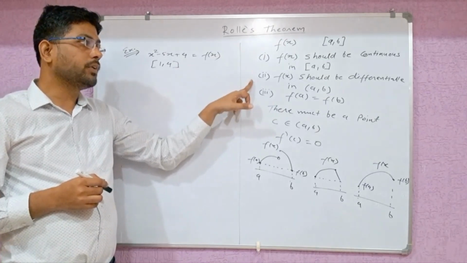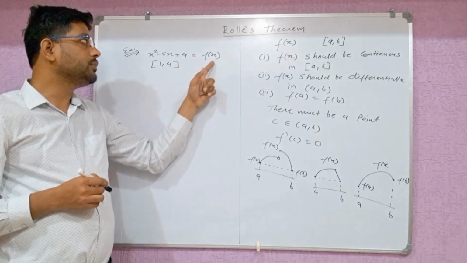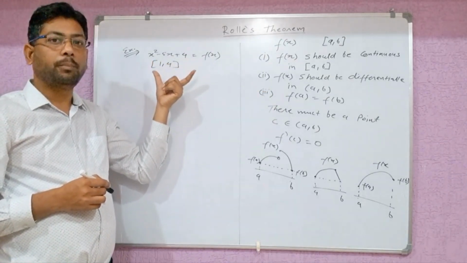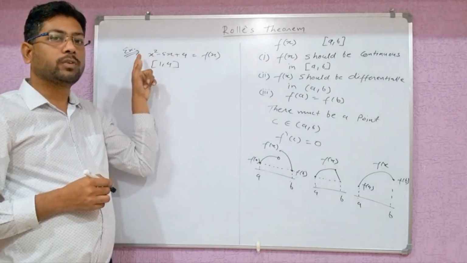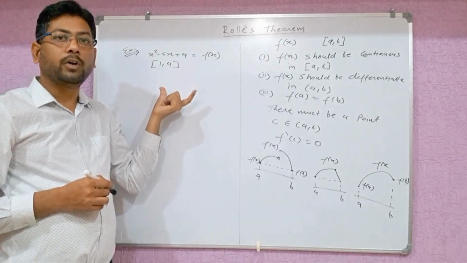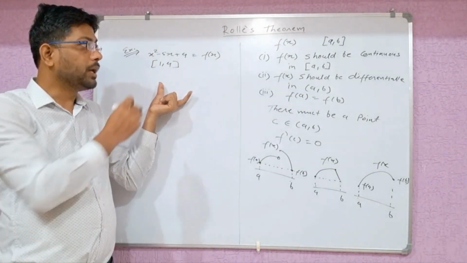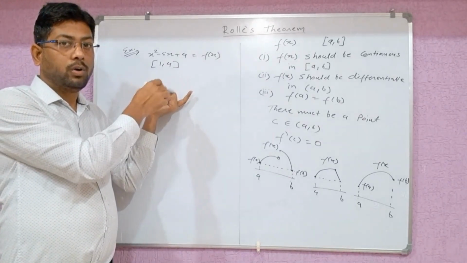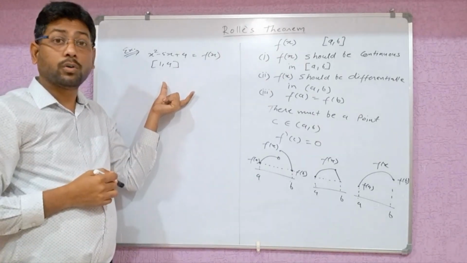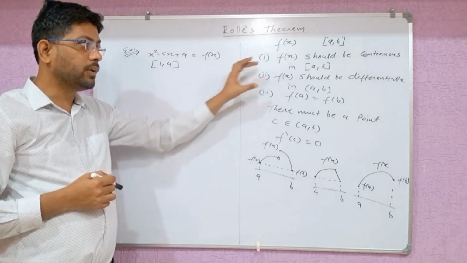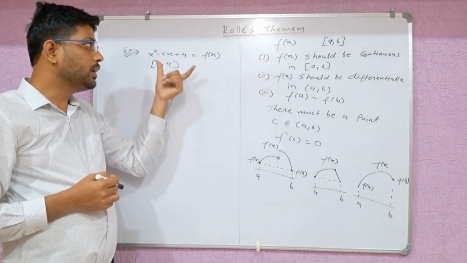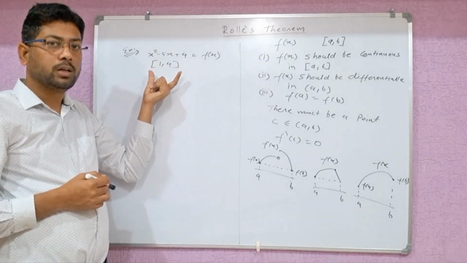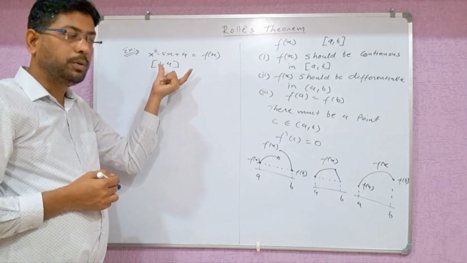Second condition is f(x) should be differentiable. The graph of this function f(x) is a parabola, and the coefficient of x square is positive, so this will be an upward parabola. And we know the parabola graph is differentiable in all its domain, for all values of x. So this is differentiable also. Or we can draw the graph of this easily, and we can observe from there that this will be differentiable also.